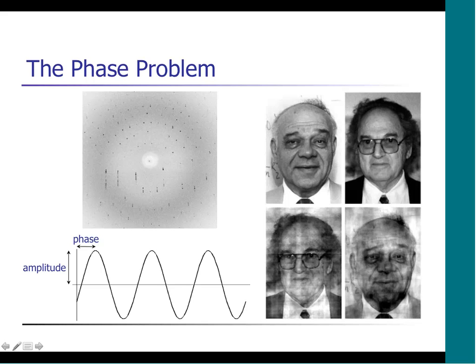And you can see that if you have a very poor model, then you get a very biased map. But it also illustrates the importance of the phase and why it is that the phase problem is so important to solve. Now, if you have a better model, you get better maps than that.